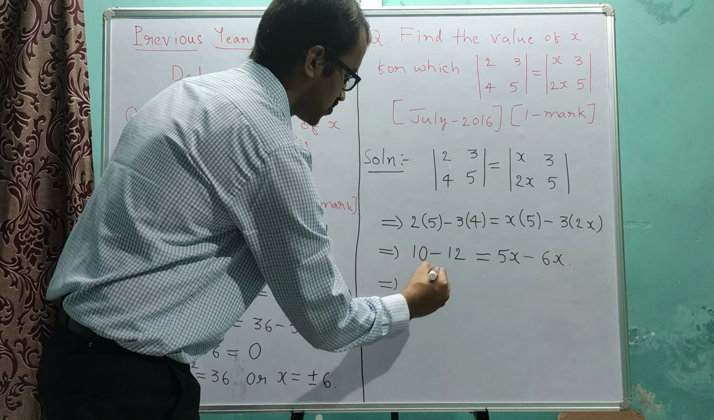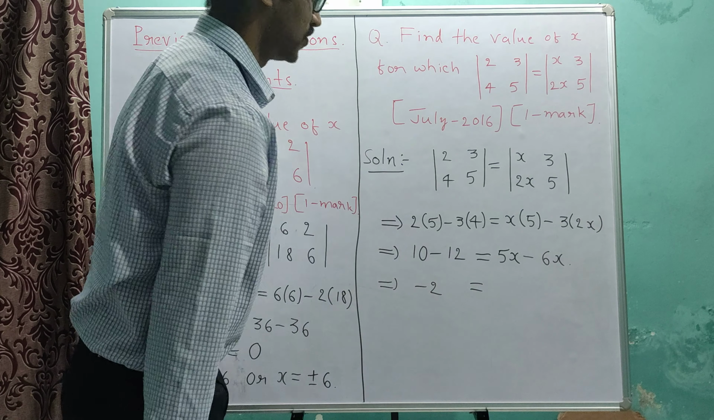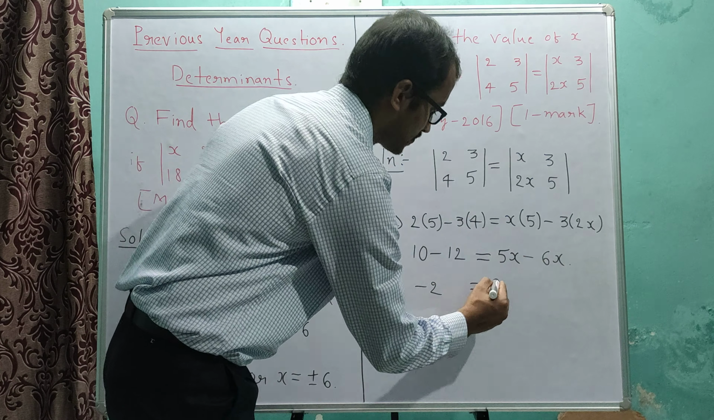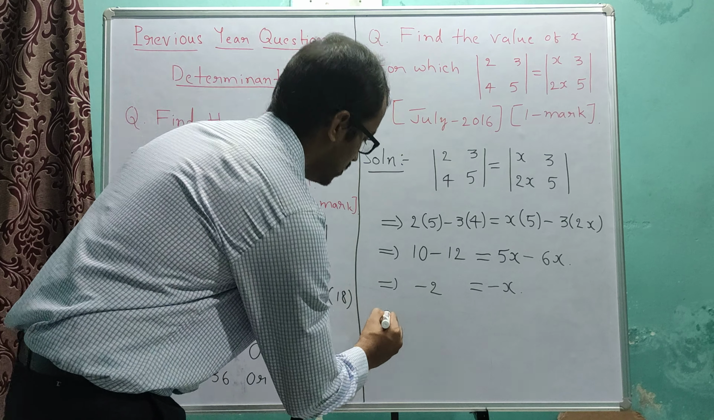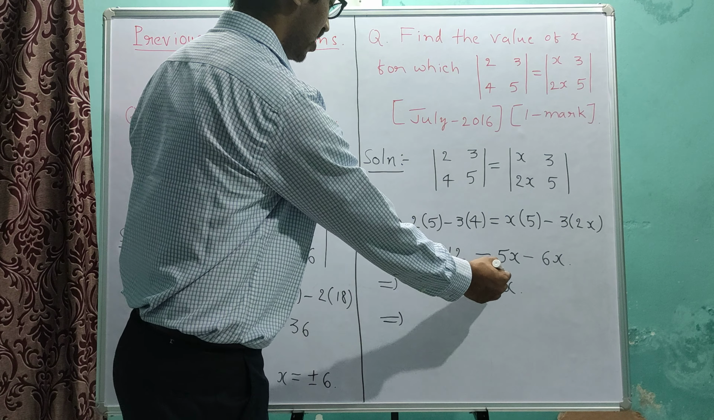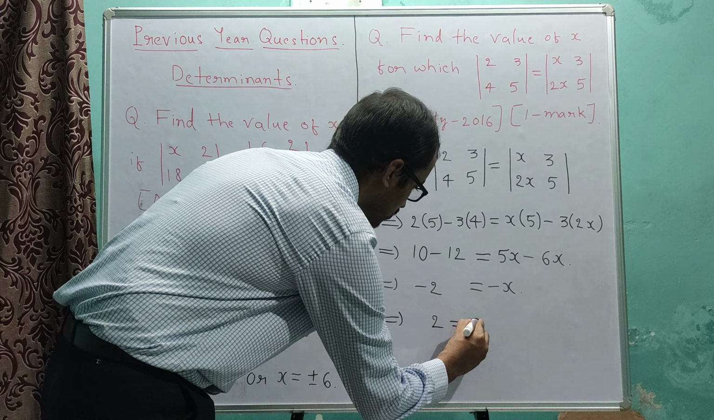So 10 minus 12, that is minus 2, is equal to 5x minus 6x, that is minus x. Cancelling the minus on both sides, we get 2 is equal to x.